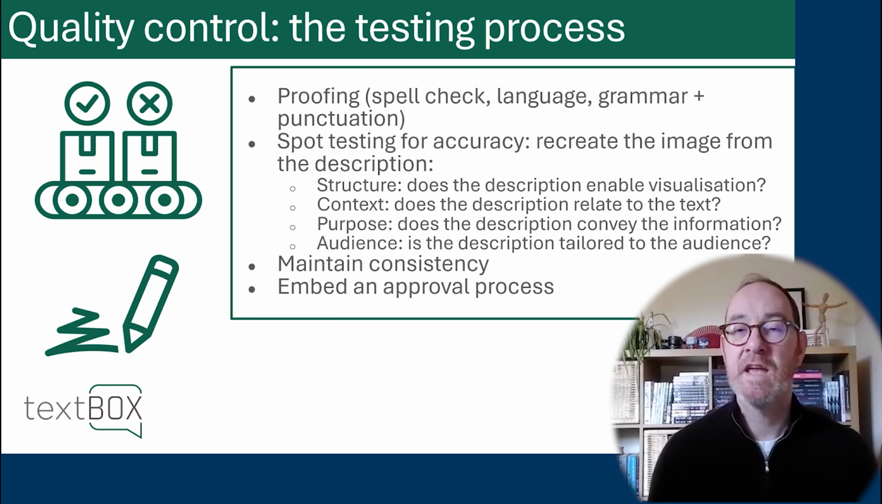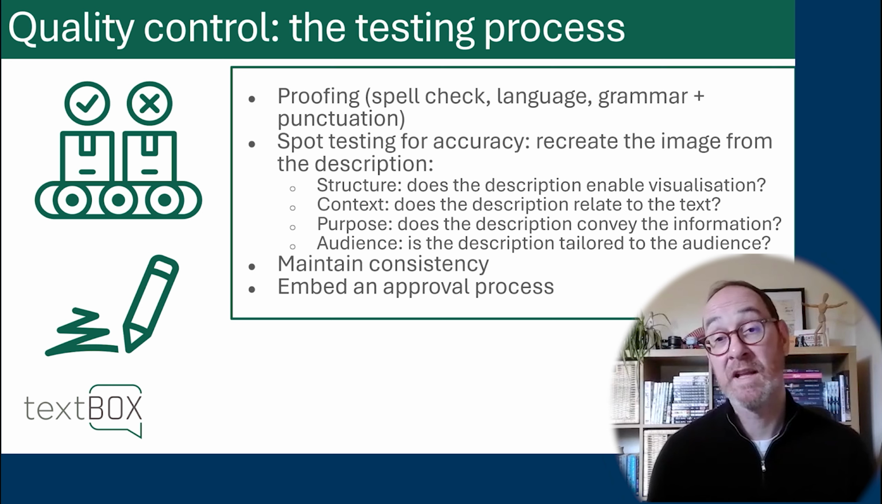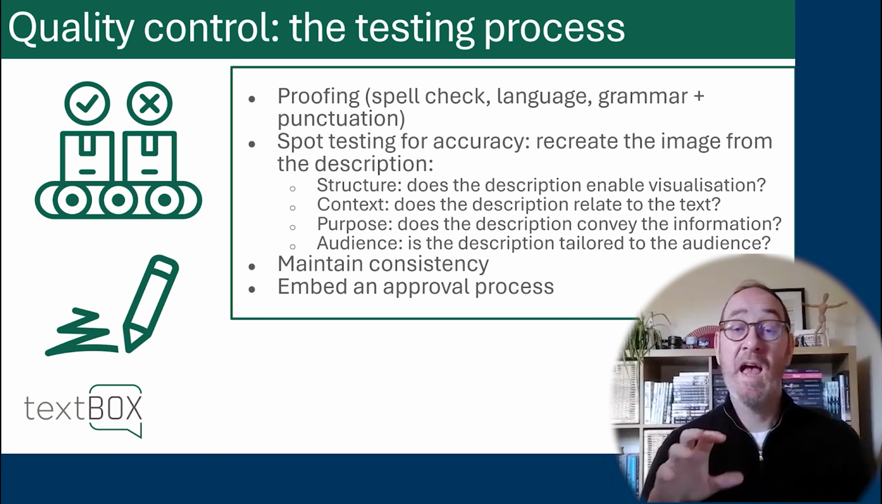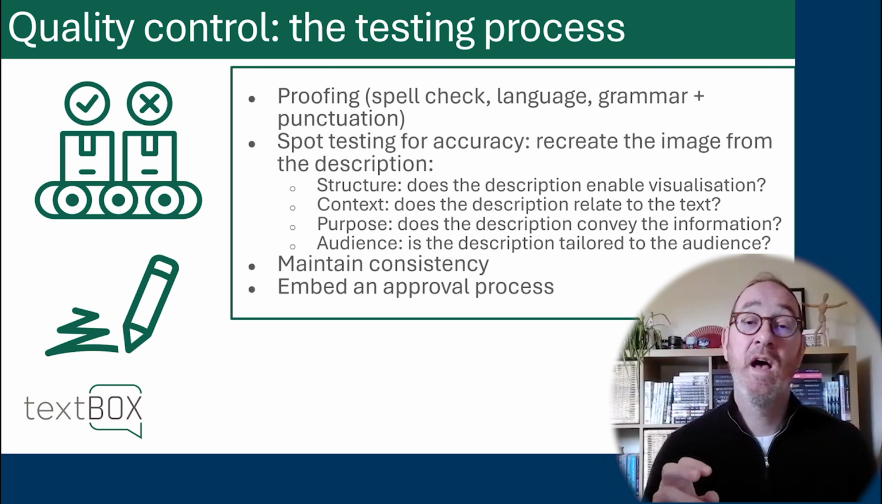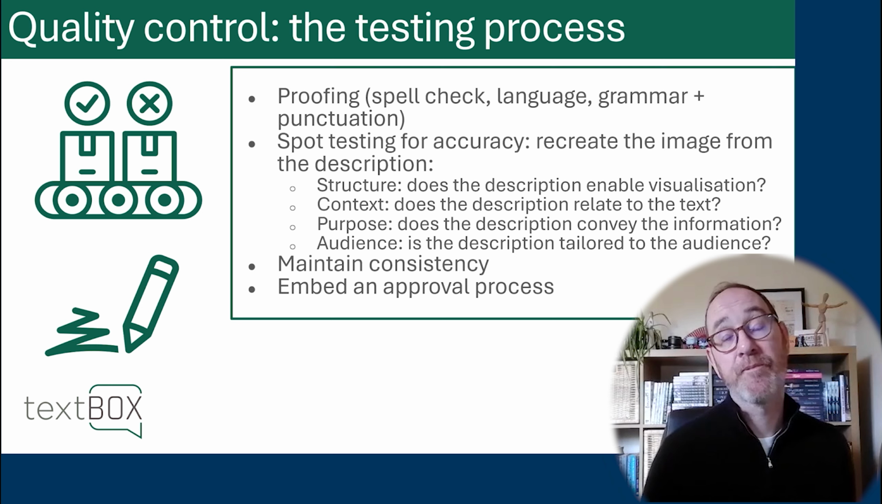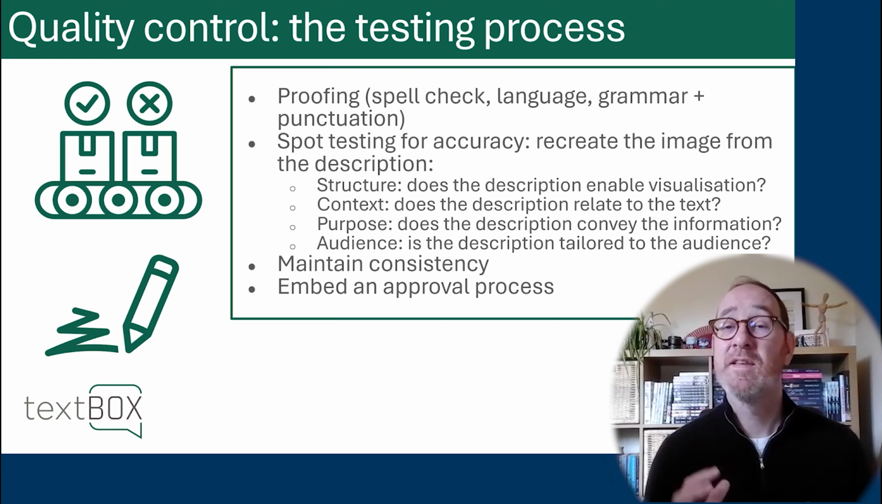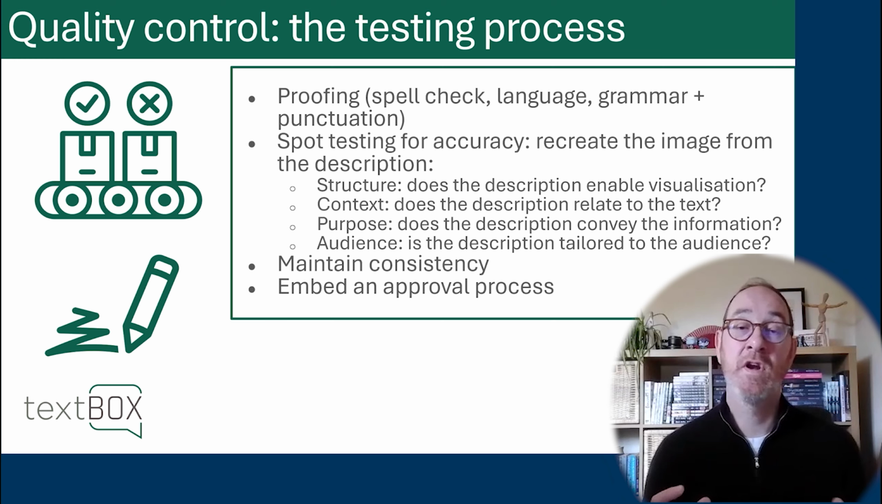And it will give you an indication of the accuracy of that content, really. It doesn't have to be done for every description or alt text, but a spot testing basis is really, really useful. Things to think about when you're testing alt text and long descriptions is the structure in particular. Does the description enable visualization?